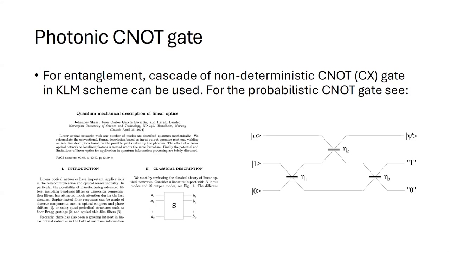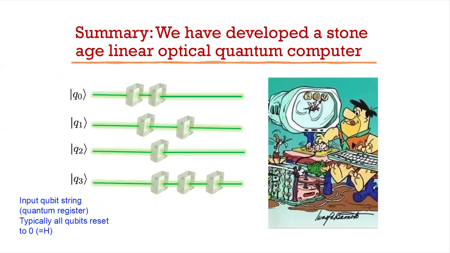Again, this is probabilistic, but you can make a cascade of this using the KLM idea to produce an almost deterministic, asymptotically deterministic control NOT gate for the linear optical case also. So you can effectively generate entanglement or effectively simulate the nonlinear result of nonlinear optics by using linear optical elements in large number asymptotically. Then you get effective nonlinear.